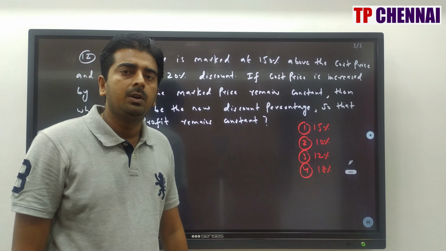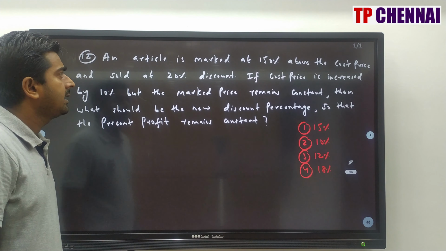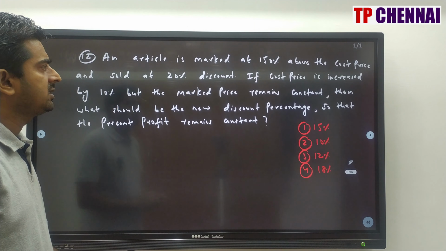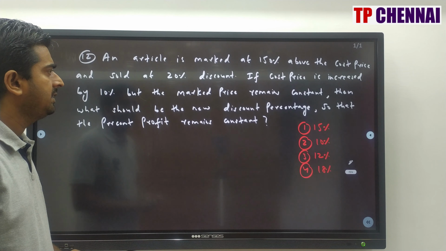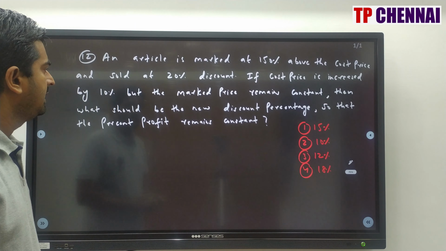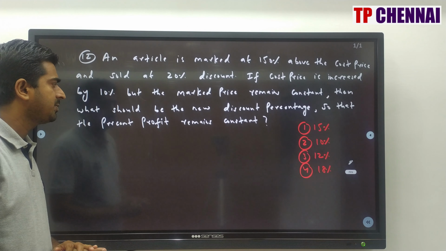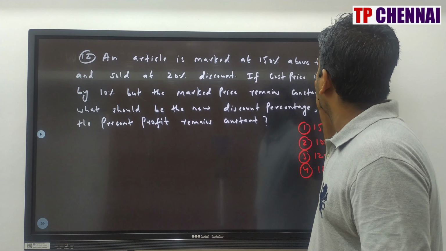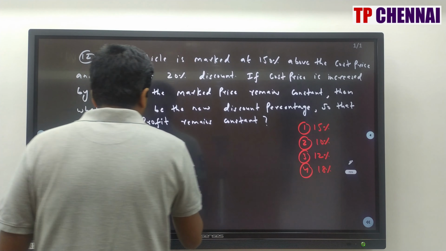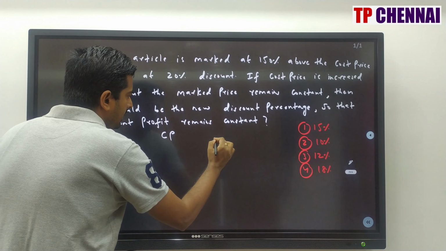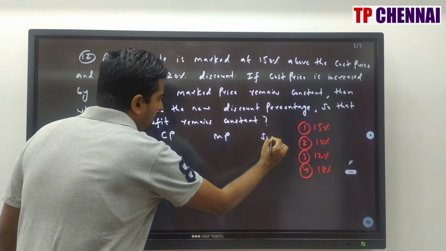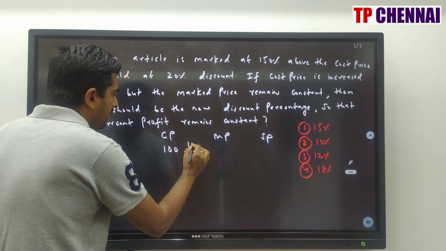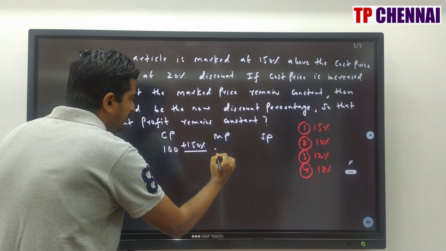So now we'll see question number 12. An article is marked at 150% above the cost price and sold at 20% discount. If the cost price is increased by 10% but the mark price remains constant, then what should be the new discount percentage so that percentage profit remains constant? Right? It's a very good question. So an article is marked at 150% above the cost price. That means I am writing here CP, I am writing here MP, I am writing here SP. Initial CP is 100. Now increase by 150%. That means it is 250.